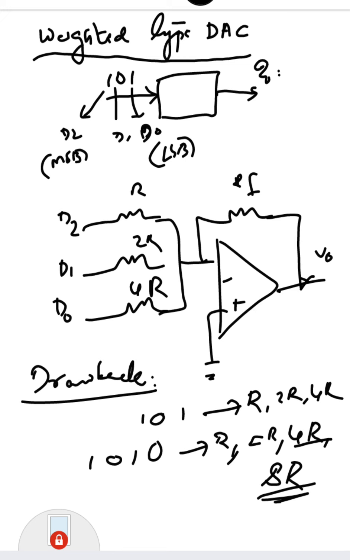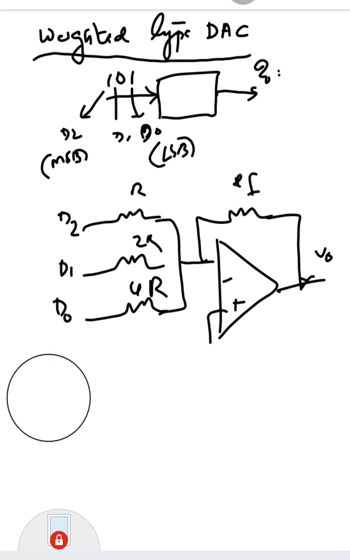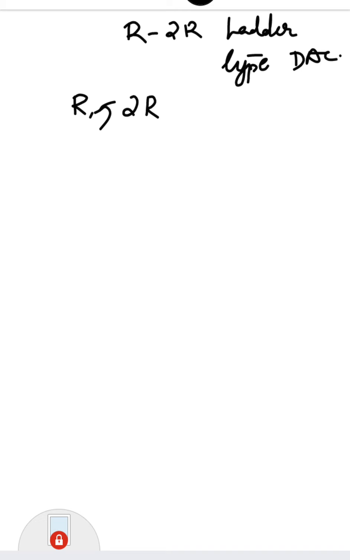Now to overcome this drawback, there is another type of DAC which uses only 2 types of resistors: one is R and the other is its double value, 2R. If we can make a digital to analog converter using these 2 resistors R and 2R, it is called an R2R ladder type DAC. In this video we will see how the R2R ladder circuit works.